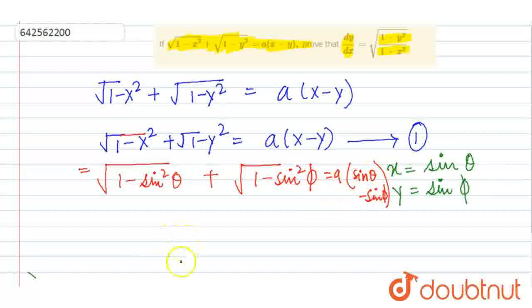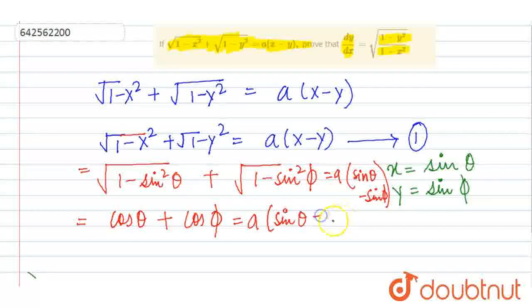Now the second one. Okay, so you can say that root of 1 minus sine square theta is cos theta, right? So I will write cos theta over here, and root of 1 minus sine square phi is cos phi. So I will write cos phi over here, right? Now what we are left with is a(sine theta minus sine phi). So we have cos theta plus cos phi equal to a(sine theta minus sine phi).